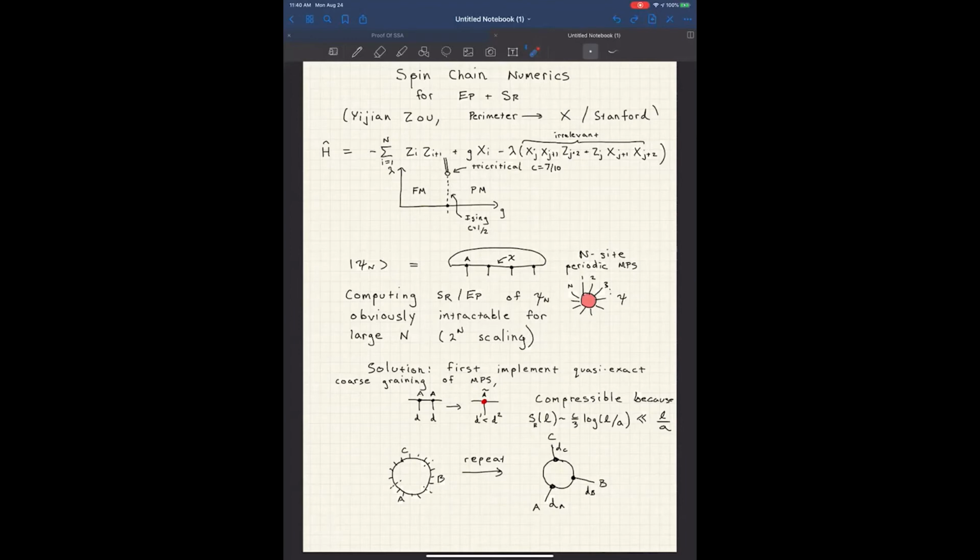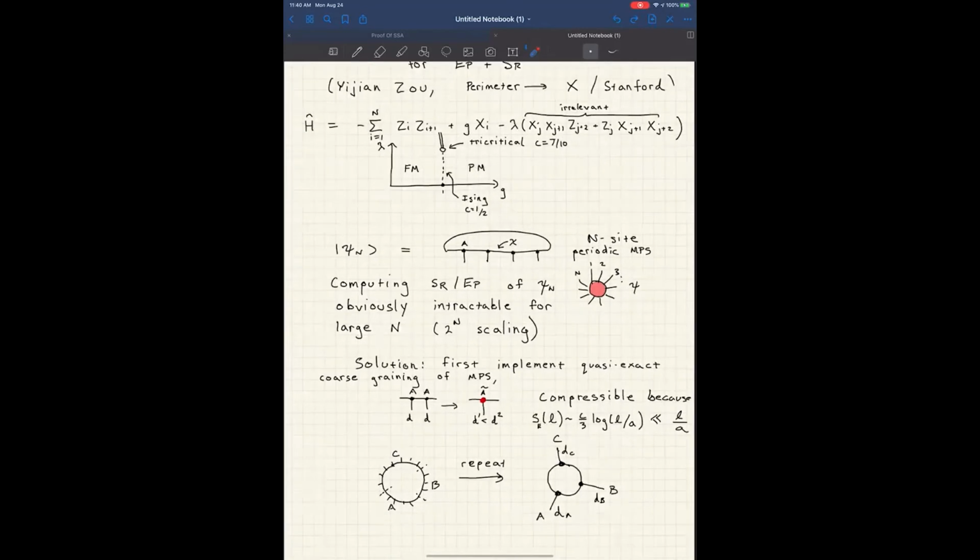So what we came up with is a particular coarse graining procedure where we take 2 sites that have, say, physical dimension D, and then we just group them together. But when you group them together, you can tend to project out some of the physical degrees of freedom just using the fact that the amount of entropy in a region of a CFT only grows logarithmically rather than linearly.